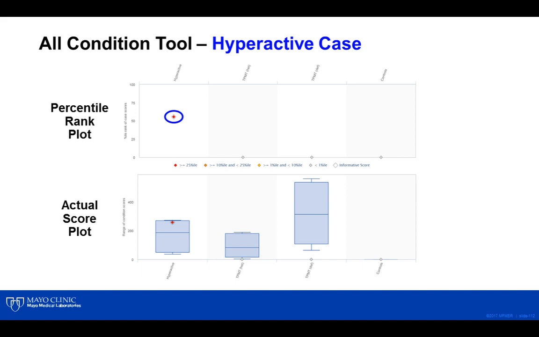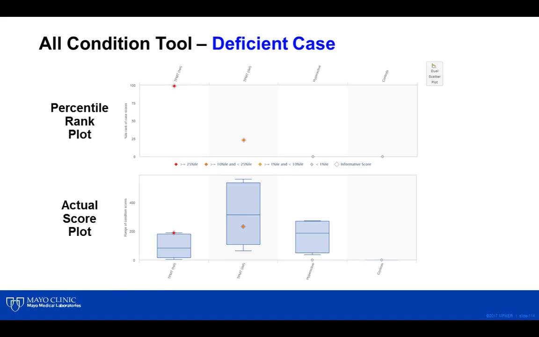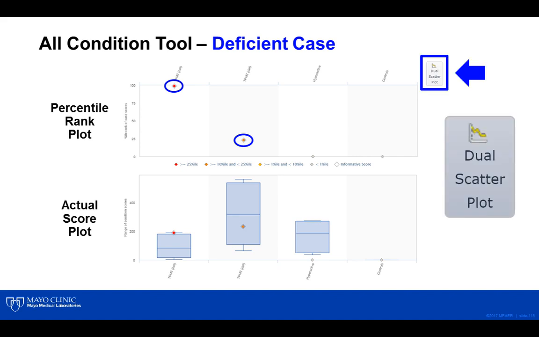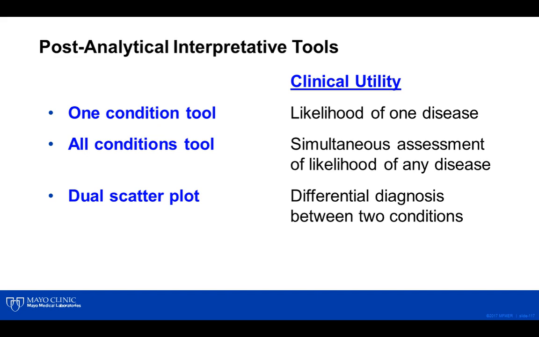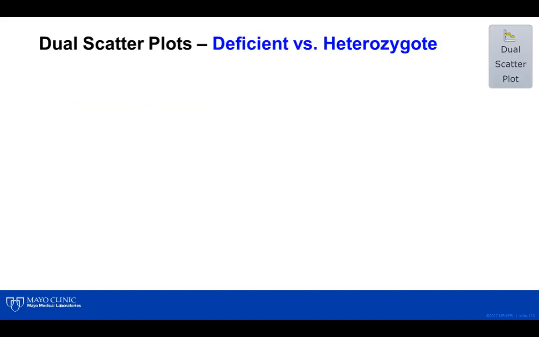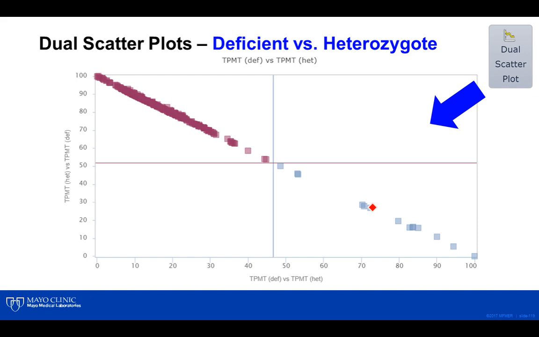All of the color-coded diamonds are direct links to the one condition tools. A TPMT deficient case is expected to generate two informative scores, the milder condition, heterozygote, showing a higher percentile rank. The situation triggers the display of the icon linking to the dual scatter plot, the CLEAR tool for the differential diagnosis between two conditions with similar and overlapping biochemical phenotype. By clicking the icon, the dual scatter plot is displayed.